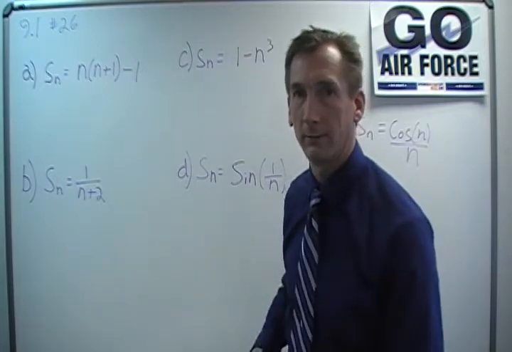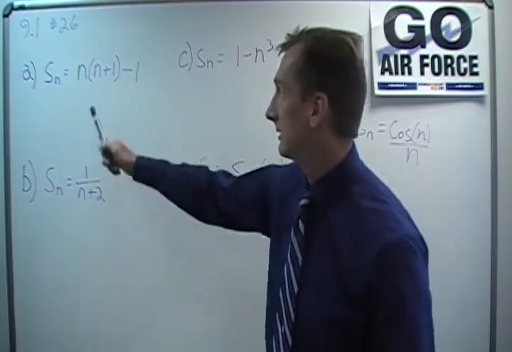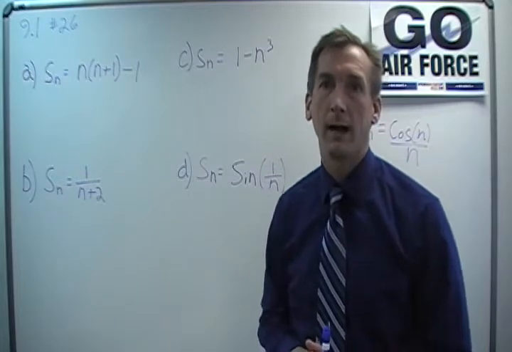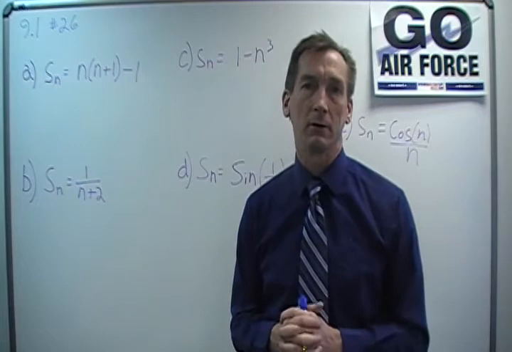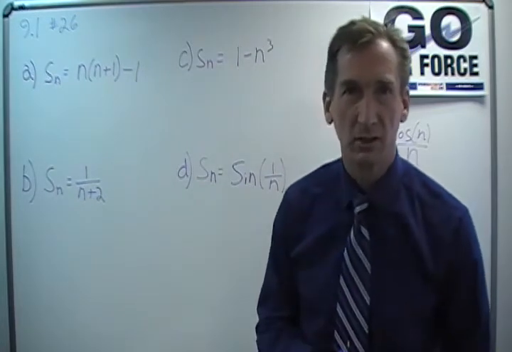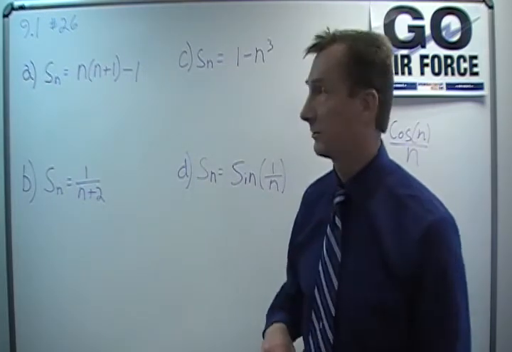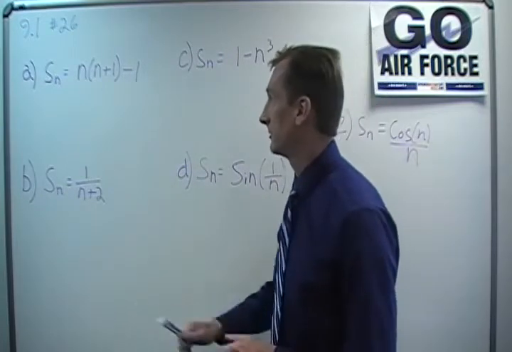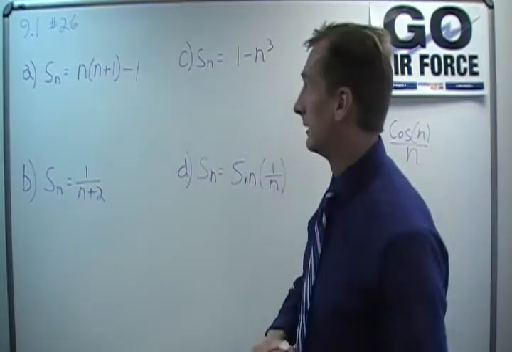Let me help you out here a little bit. Here's one of the homework problems we had for today. This is problem 26 from section 9.1. We're given a bunch of sequences and we're asked to find their end behavior as n approaches infinity. You may notice I've changed mine just a little bit, but they'll be solved the same way when you do yours. Some may look real close and some are off by a little bit. So here we go. First one, S sub n equals n times quantity n plus 1 minus 1.